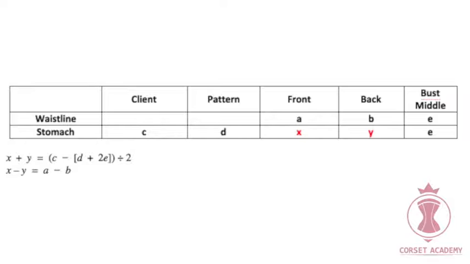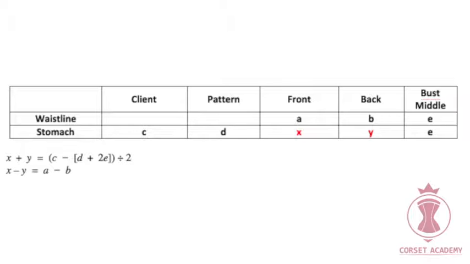So the sum of unknown variables x plus y that I need to find should equal the difference between client's measurement C and pattern measurement D divided in half. If there are any alterations along the bust middle E, then this value should also be accounted for: D plus 2 times E. The difference between the unknown variables x minus y should equal the difference between the gain at the front A and the back B, taken from the previous table line, that is the value A minus B.